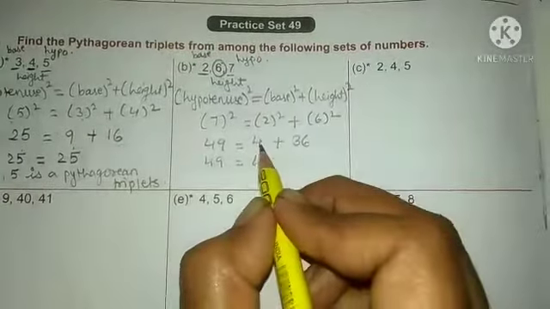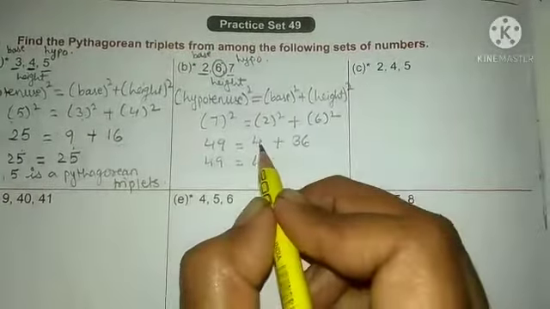Now the sum of the two sides, that is base and height, is 40 and our hypotenuse is 49. Clear? It means that it is not equal. Understood? It means that 2 6 and 7 is not Pythagorean triplets. Understood, students? So here we will write down, therefore 2 6 7 is not a Pythagorean triplet.